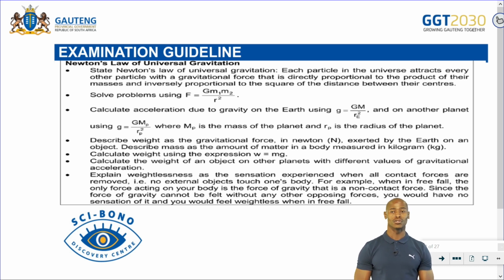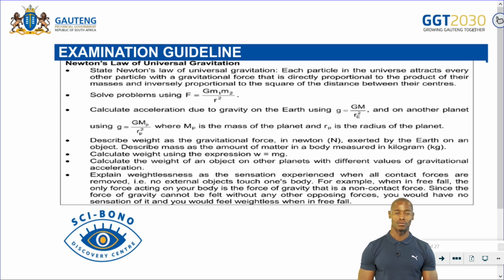According to our examination guideline, this is how we have to state it. Each particle in the universe attracts every other particle with a gravitational force that is directly proportional to the product of their masses and inversely proportional to the square of the distance between their centers.